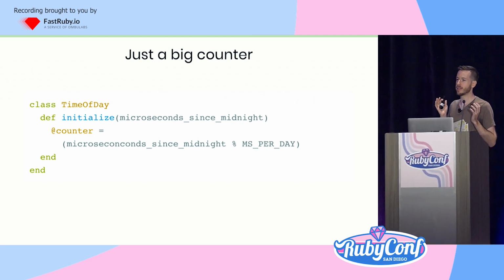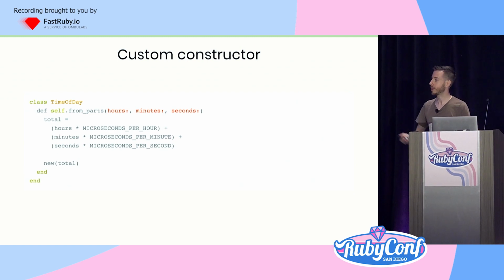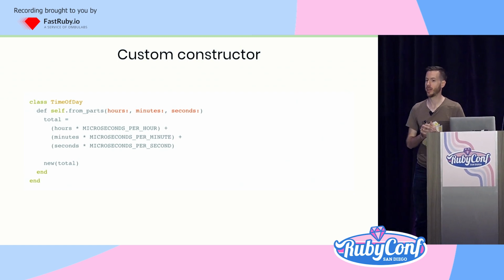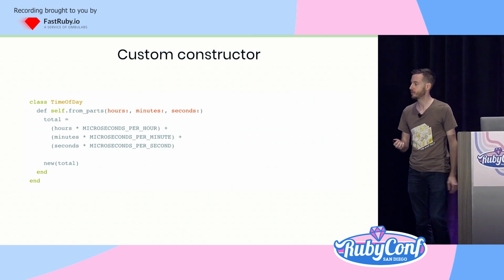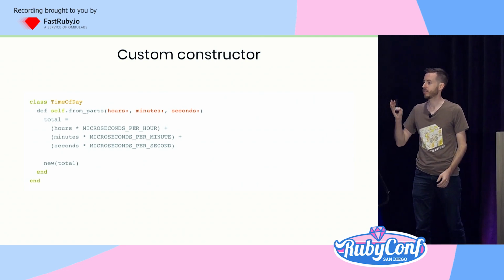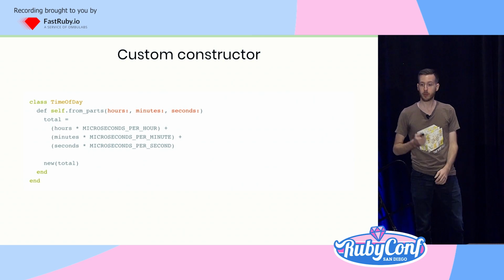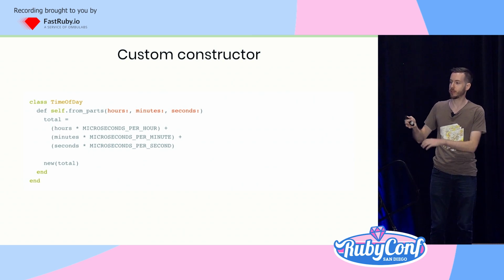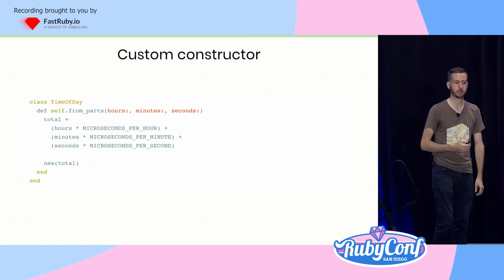And then because passing in microseconds since midnight is not the way we think of it as humans, we might create a custom constructor. And this would allow us to pass in all of the parts in the way that you and I are familiar with them. So we might construct a time of day by passing in hours, minutes, seconds, the regular type of time that you and I like to work with. Under the hood, this method does the math to convert it all into microseconds, and then we just pass it into the constructor.